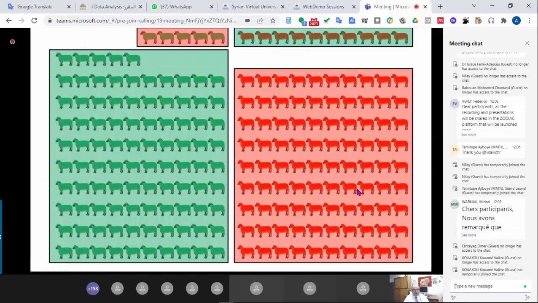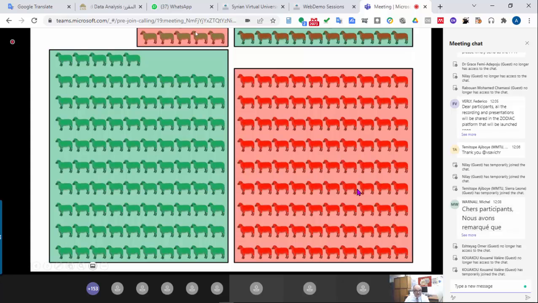So what does it mean for our flock? For our flock, it means that 5 of the healthy animals will be labeled with the red color. So we will say, oh, these are sick, but actually they are false positives. And 10 of the sick animals will be identified by the test as healthy.